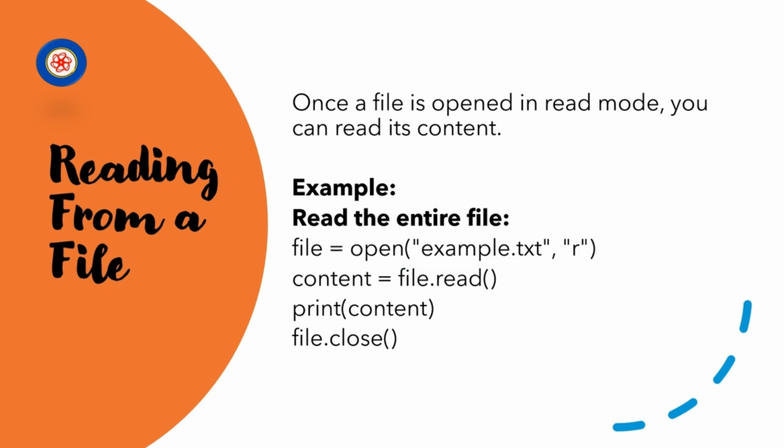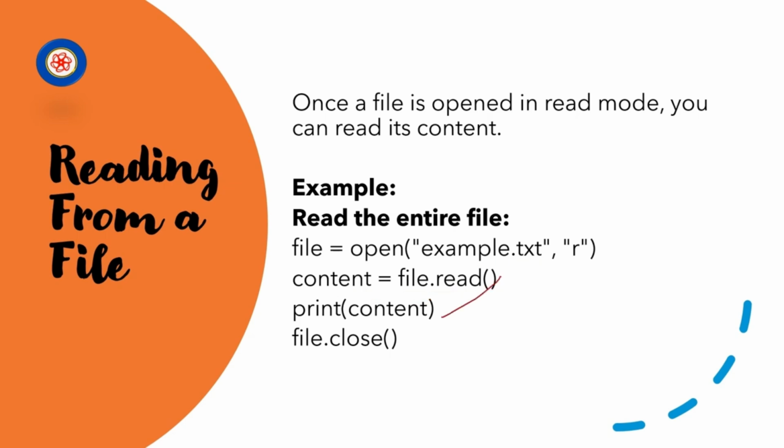In the next line, the file.read method reads the entire content of the file as a single string. If the file is very large, this could consume a lot of memory. For large files, it's better to read the file line by line or in chunks. The content read from the file is stored in the variable content. This variable now contains the complete text from example.txt.